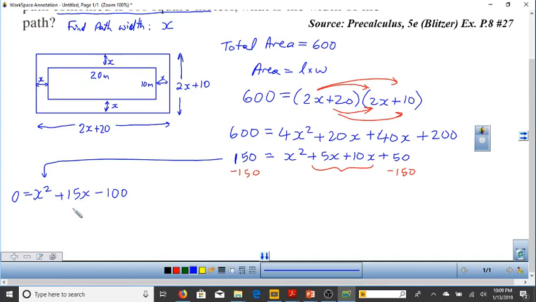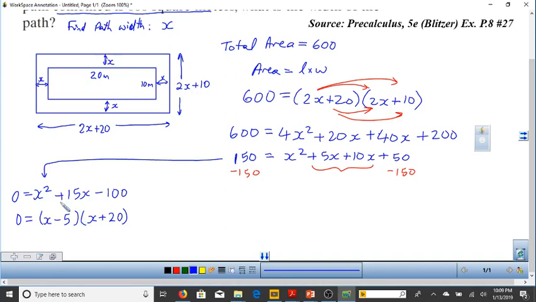Let's see if we can factor this. We need two numbers that multiply to be negative 100 and add up to be 15. Of course, one number has to be negative and the other number has to be positive. The larger being the positive number, that means that it would be 20. And because 20 times negative 5 is negative 100, and 20 plus negative 5 is positive 15.